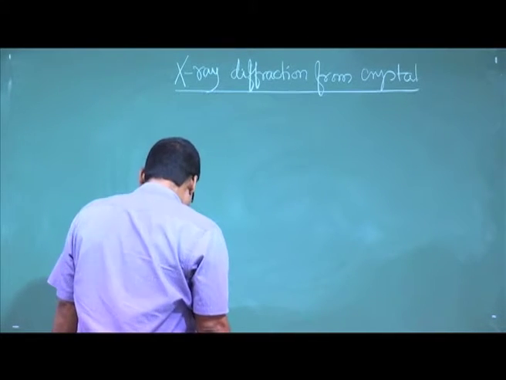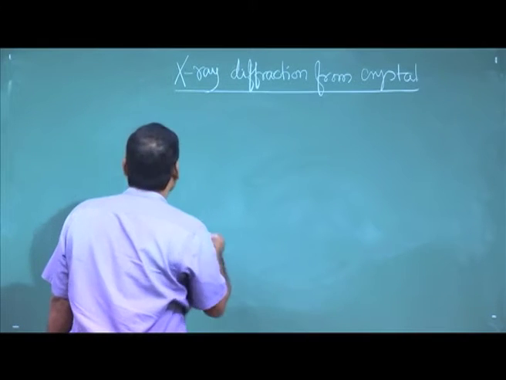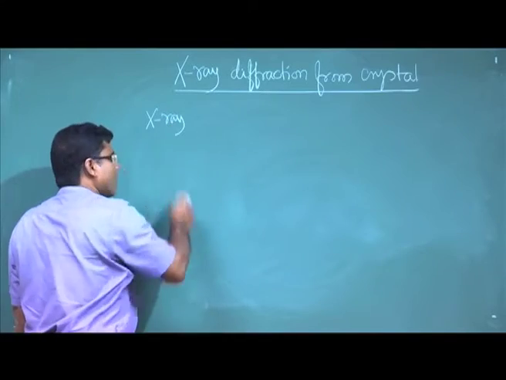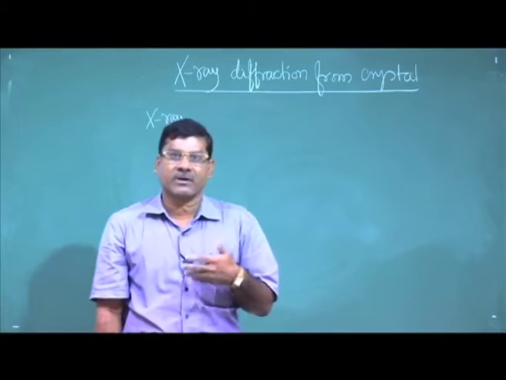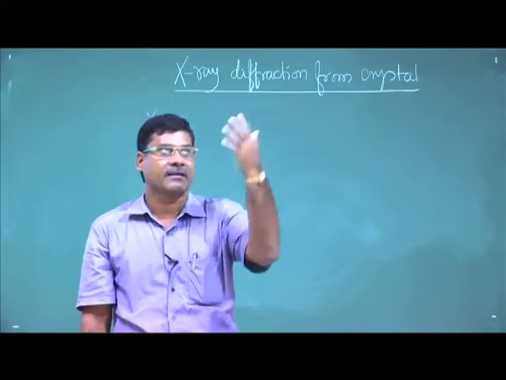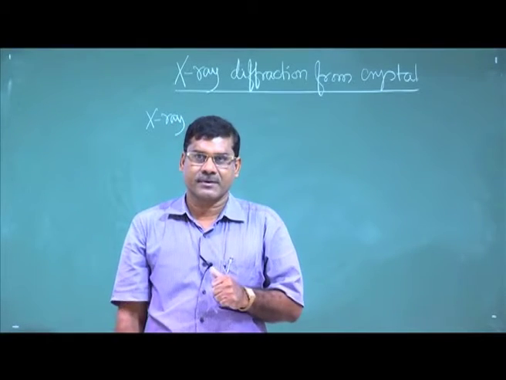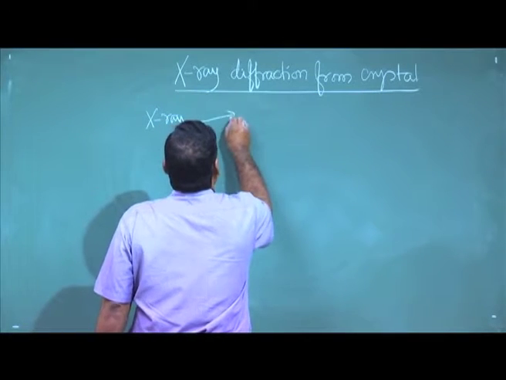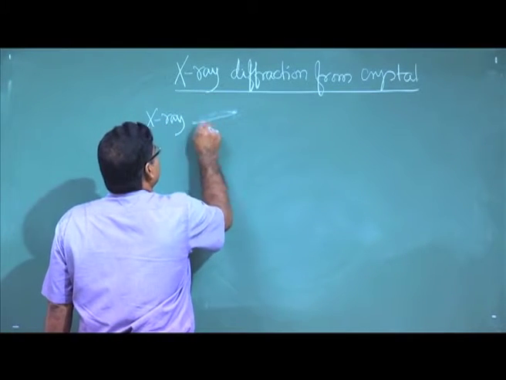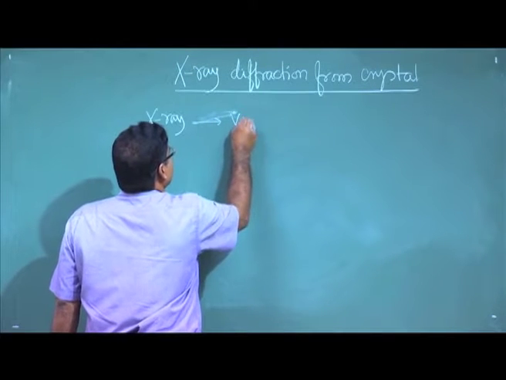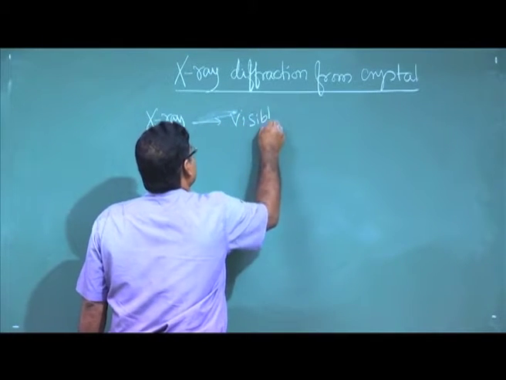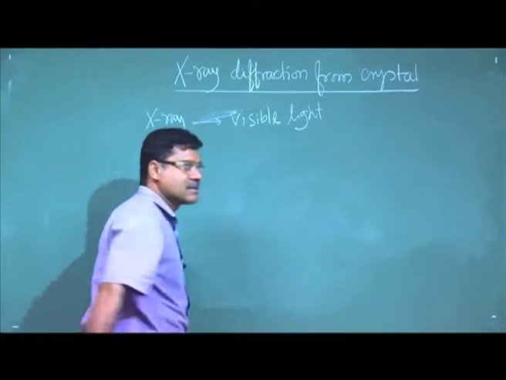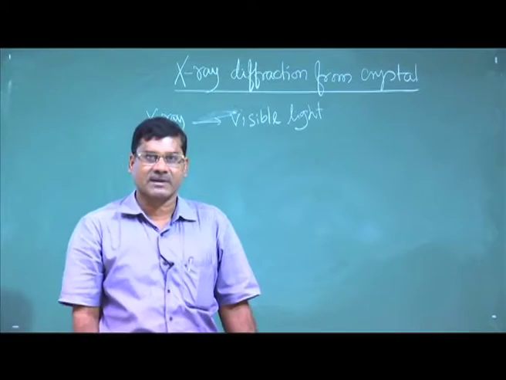So, here X-ray, so you must be familiar with the X-ray. What is X-ray? X-ray is an electromagnetic wave, just like visible light. So, it is similar to visible light. Only difference is the wavelength or frequency.